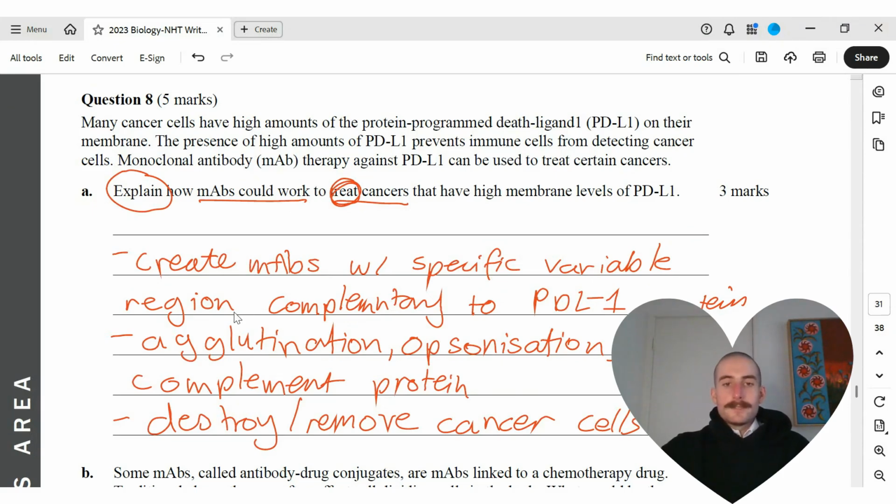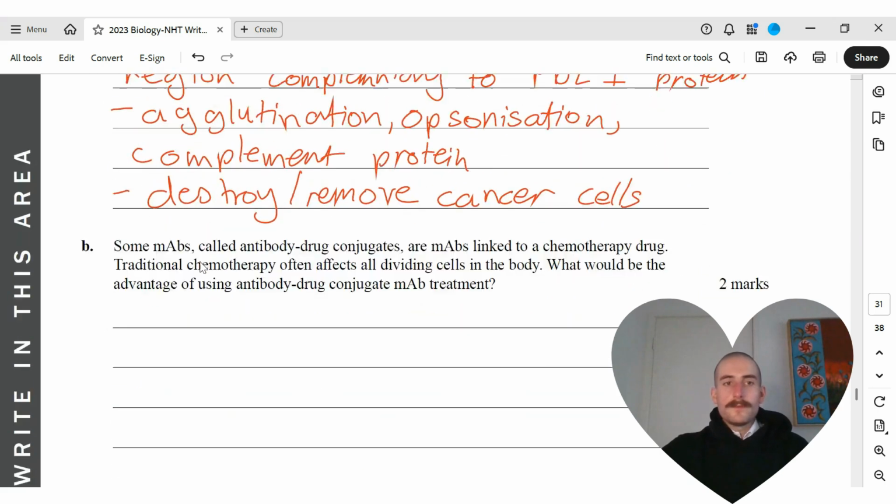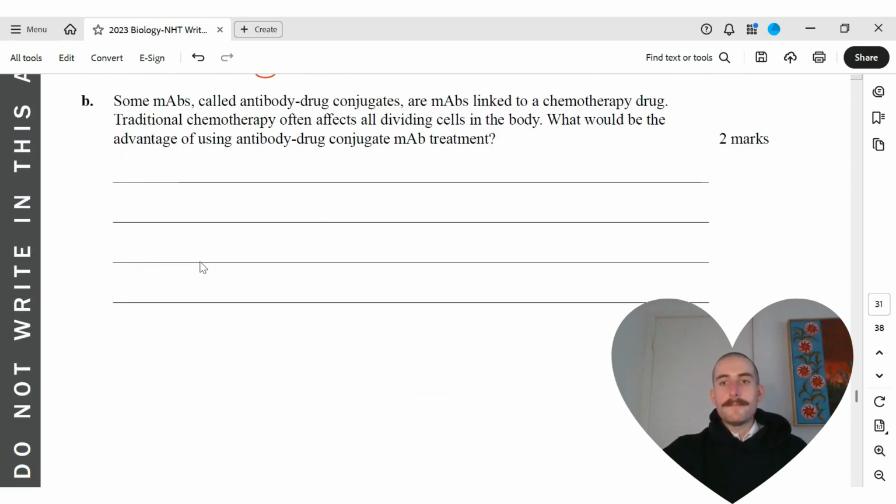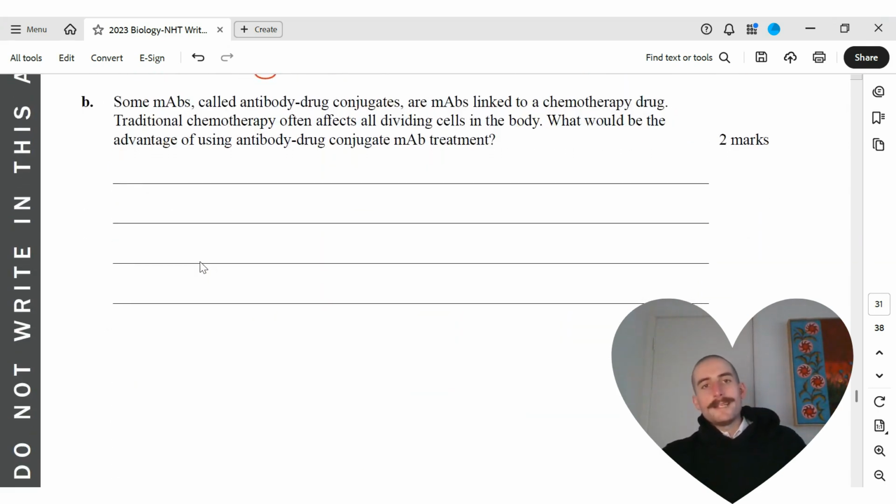Let's get into this next question here, which is again about mAbs. Some mAbs called antibody drug conjugates are mAbs linked to a chemotherapy drug. We might be familiar with chemotherapy, we might not be, but traditional chemotherapy often affects all dividing cells in the body. What would be the advantage of using antibody drug conjugate mAb treatment?